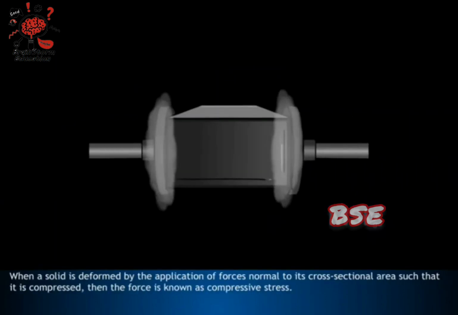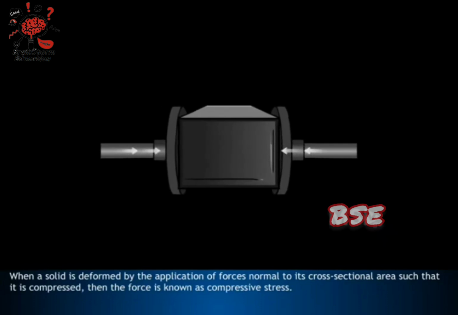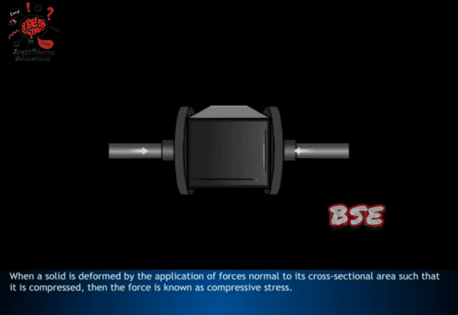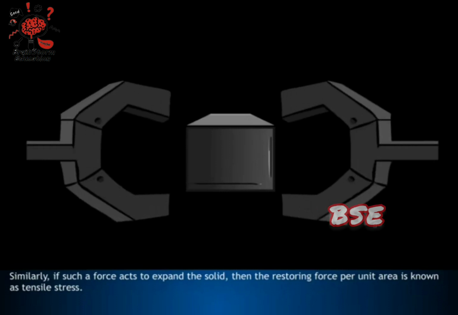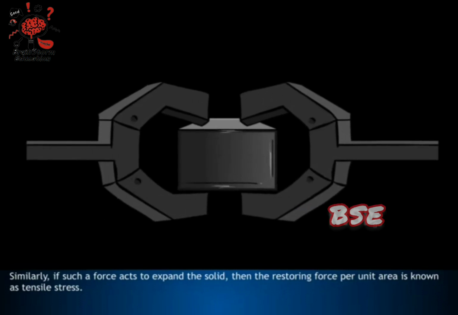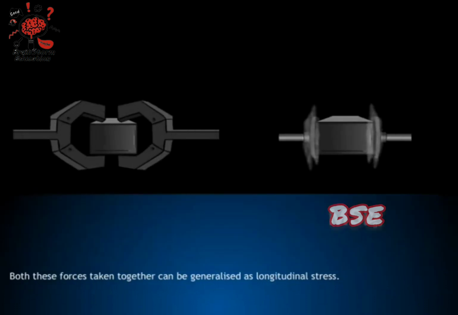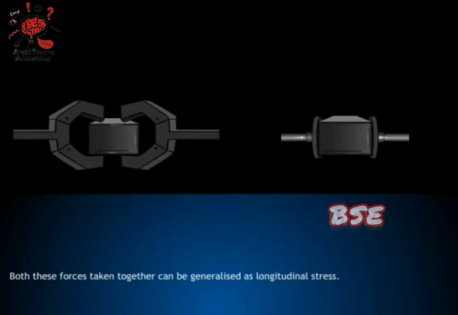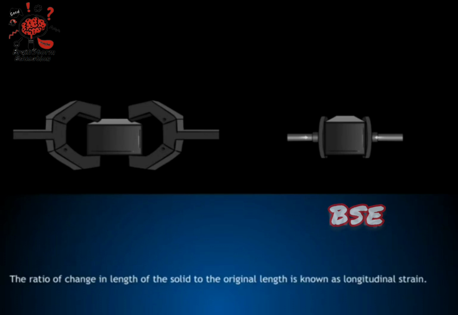When a solid is deformed by the application of forces normal to its cross-sectional area, such that it is compressed, then the force is known as compressive stress. Similarly, if such a force acts to expand the solid, then the restoring force per unit area is known as tensile stress. Both these forces taken together can be generalized as longitudinal stress. Longitudinal stress results in change in length of the cylinder.